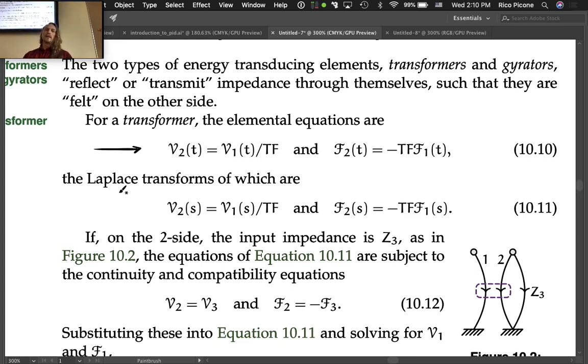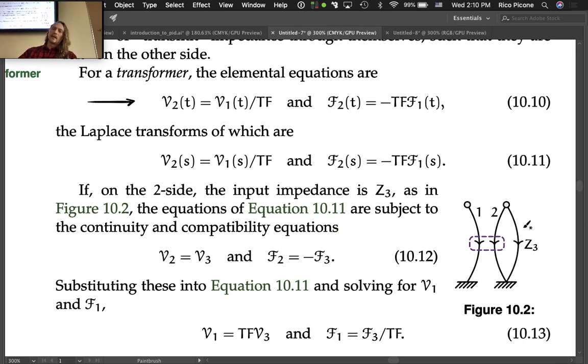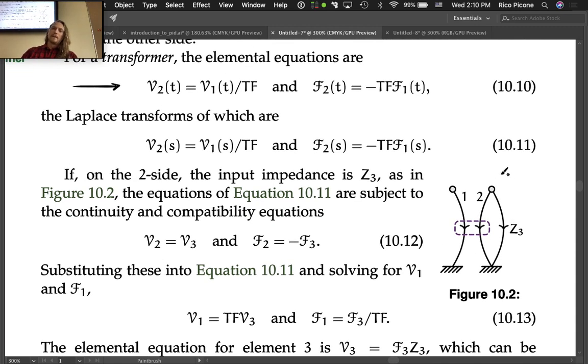Cool. So on the 2 side, looking at this figure here, the input impedance is Z3. So everything on the 2 side boils down to this impedance Z3. Could have been a whole network of impedance elements that have been combined to get some equivalent Z3 impedance. This impedance is reflected through or felt on side 1 in a particular way. And that's what we're going to derive here: what is Z1? What is the impedance on side 1 in terms of Z3, the impedance on the other side?